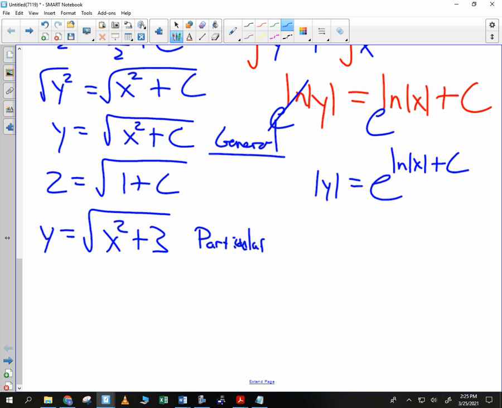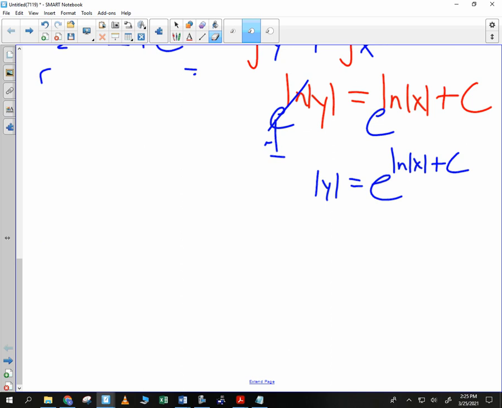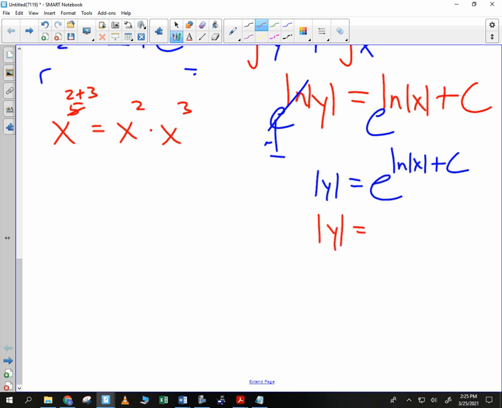Now, I'm going to do something else here. Again, this is just part of the learning that people get uncomfortable with a little bit, but there are different tricks, and this is a trick I'm going to show you. Would you agree that x to the 5th is the same thing as x squared times x cubed? That 5 is simply 2 plus 3. So if you look at that property, here I could take the absolute value of y is equal to e to the natural log of the absolute value of x times e to the c. So I separated it into two bases.